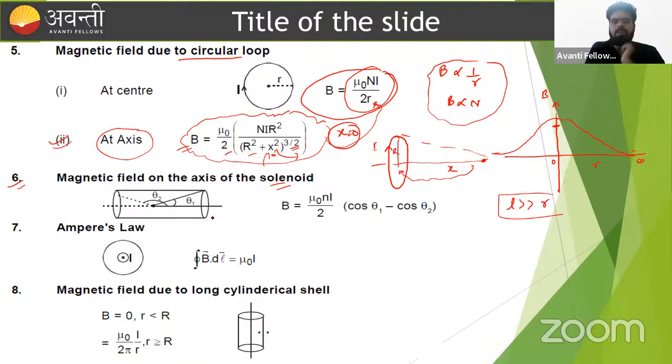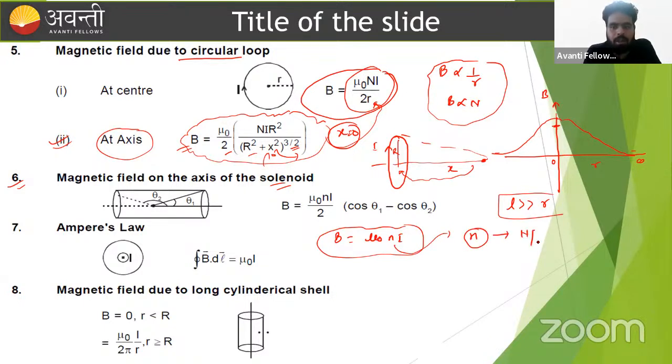Okay, this length is much larger than the radius of the solenoid, and this formula equals mu naught n I. What is important in this formula? Sometimes students can't remember what n is. N is the number of turns per unit length. This is again important, and this is given for a solenoid of finite length.